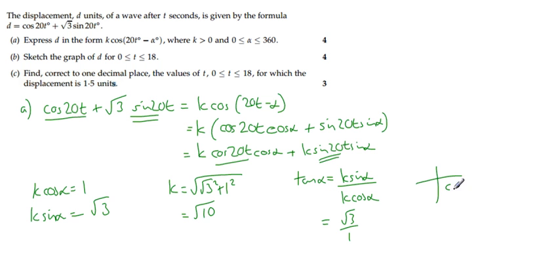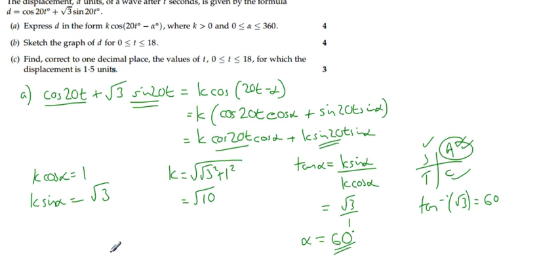Looking at a cast diagram, again we're positive in every quadrant for sine and cos. Inverse tan of root 3 we know is 60. We're in degrees and that's good, so it's 60. So alpha is equal to 60 degrees in that first quadrant.